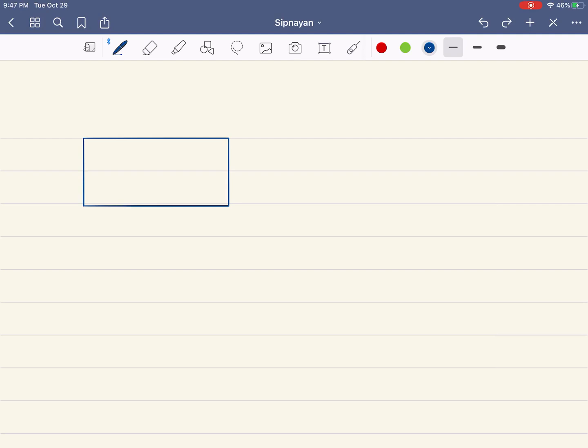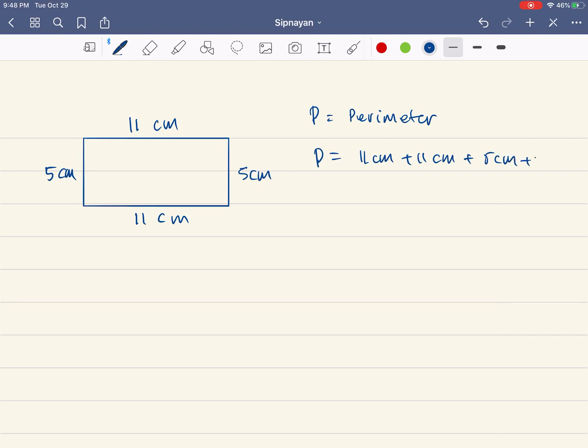Halimbawa, ang length nito ay 11 centimeters, at yung katapat niyan, the opposite side, is also 11 centimeters, kasi nga pareho sila. And if this is 5 centimeters, automatic din na 5 centimeters yung isa. So if we let P be the perimeter of the rectangle, ibig sabihin, P is equal to 11 centimeters plus 11 centimeters plus 5 centimeters plus 5 centimeters, which is equal to 11 plus 11 is 22, plus 10, 32 centimeters. Okay, so madali lang, di ba?